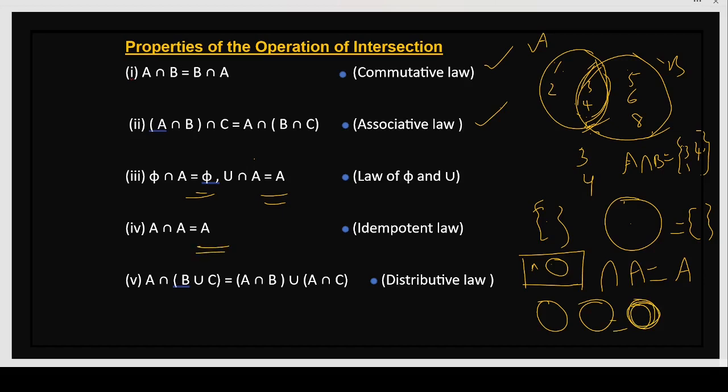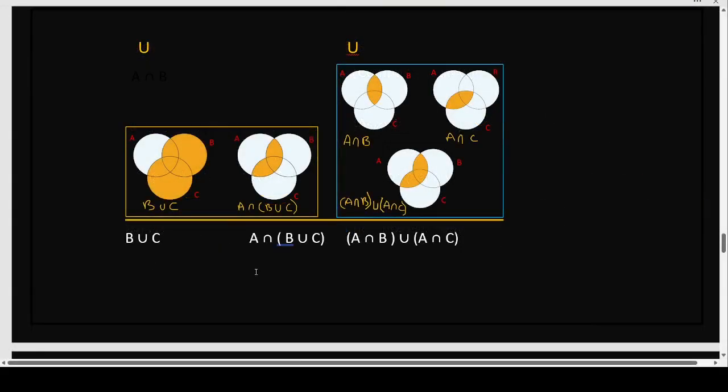Now distributive law. A intersection B union C equals A intersection B, union A intersection C. This is what it means, distributive law. This is also true. In the next slide, I will prove this pictorially. See, this is B union C, right? This is what? B union C. We are taking three sets, A, B and C.